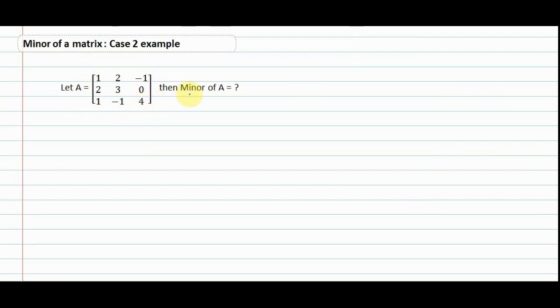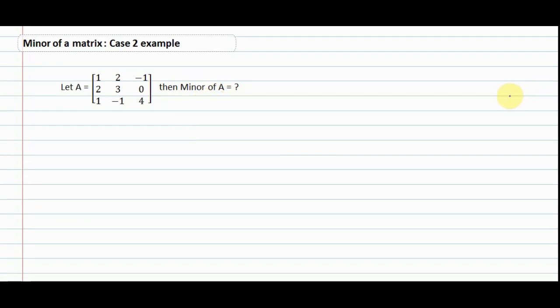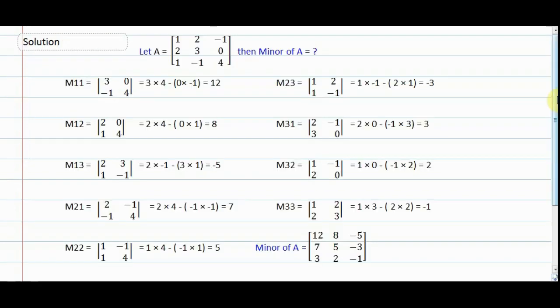Then what will be minor of A? So you may try this by yourself. Please pause the video and calculate minor of matrix A. Okay, now if you have the answer, you may check the answer. Here minor of A is equal to 12, 8, minus 5, 7, 5, minus 3, 3, 2, minus 1.